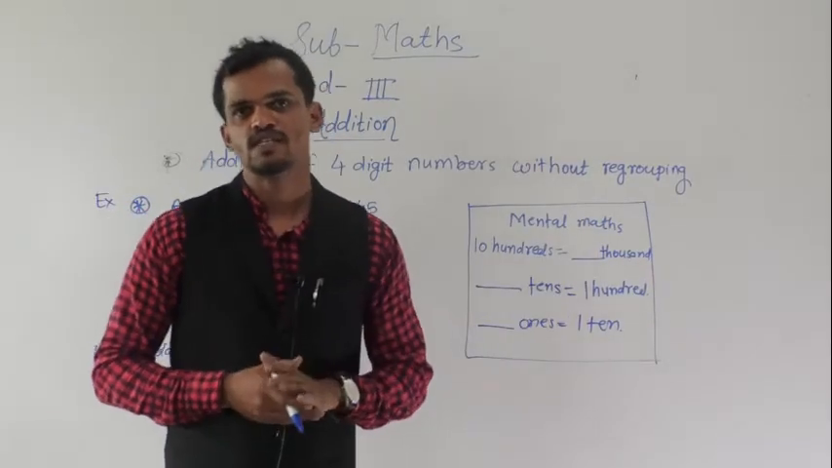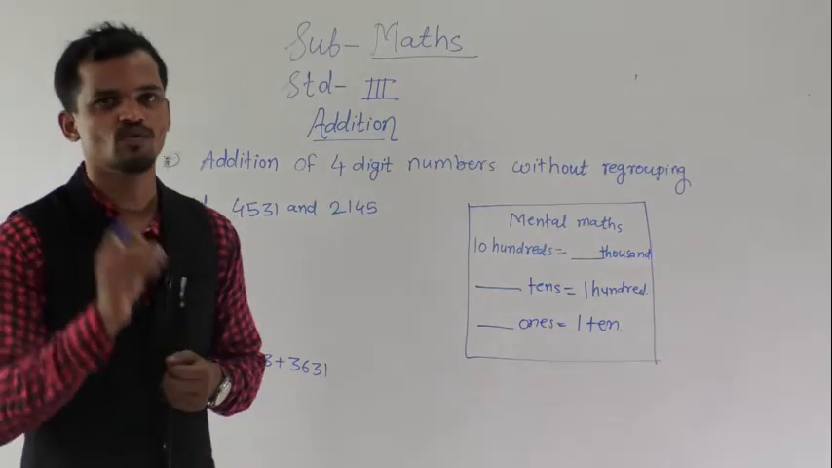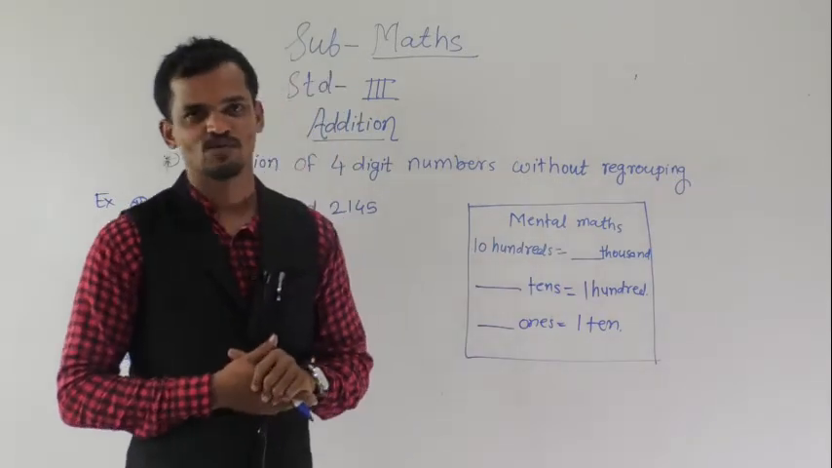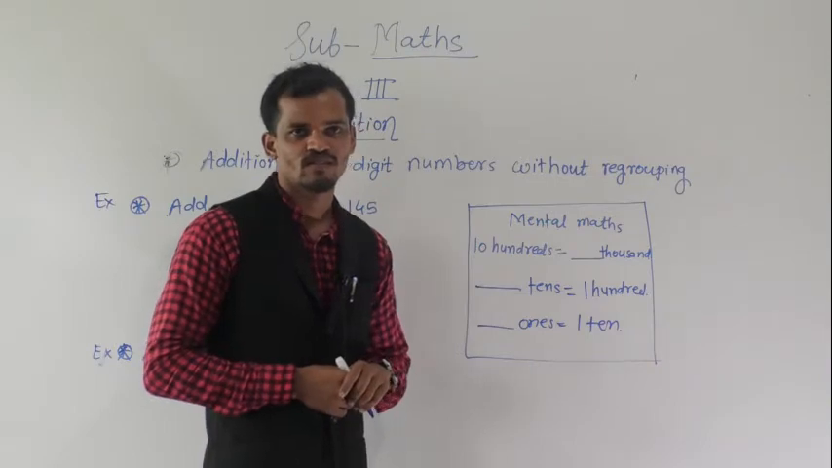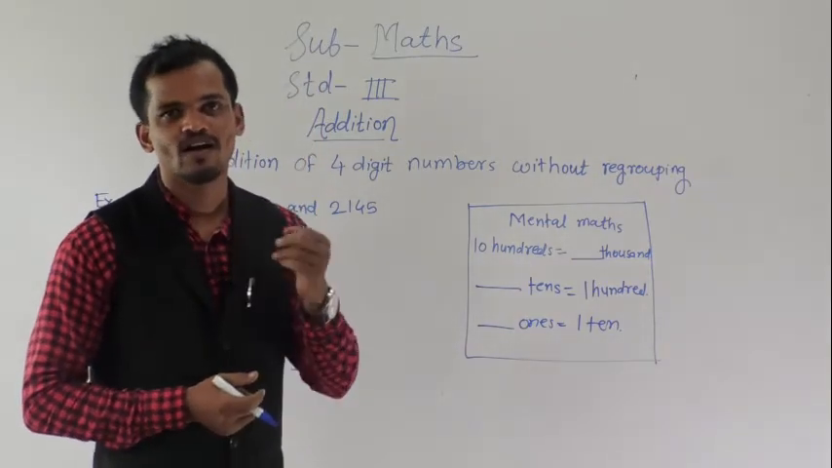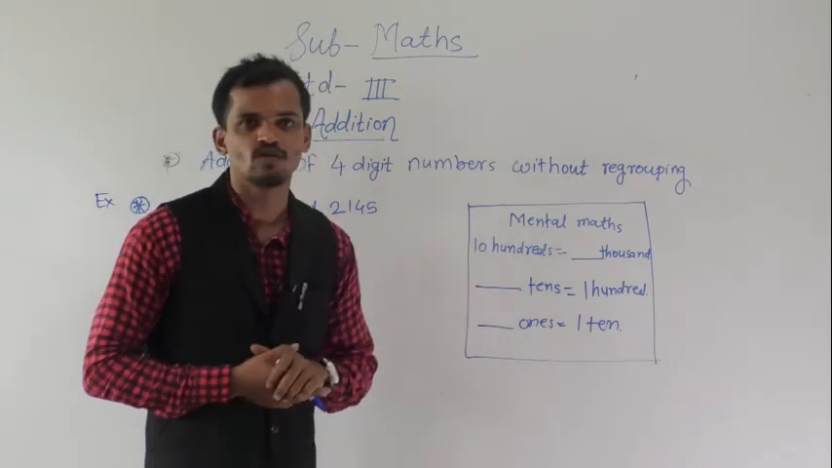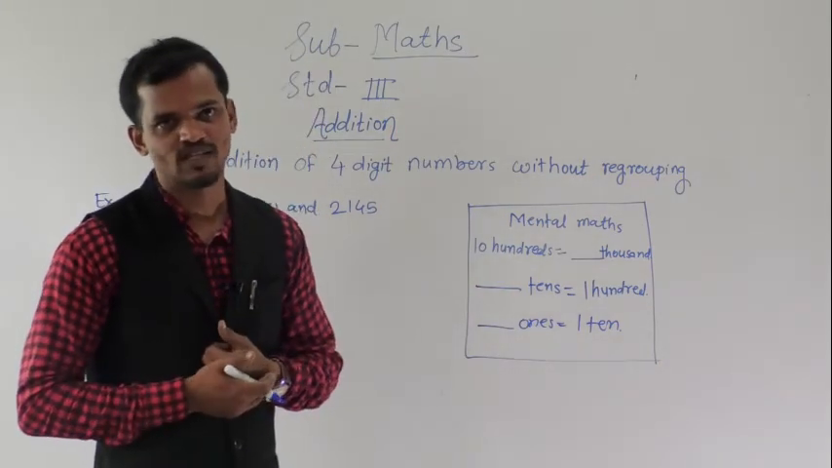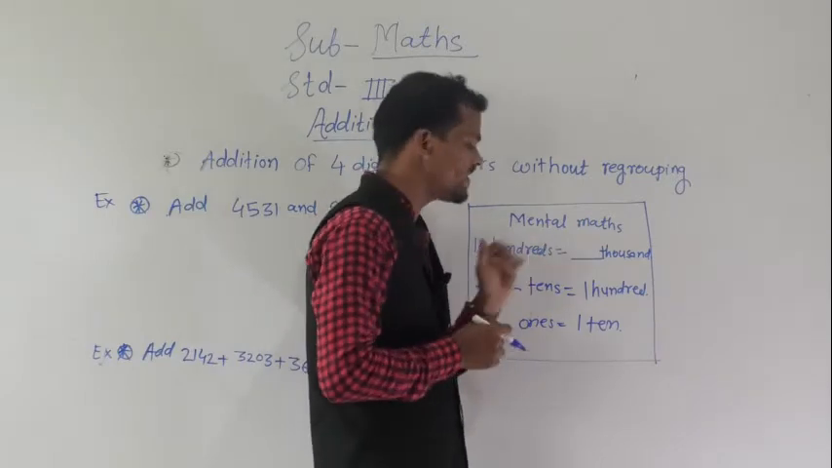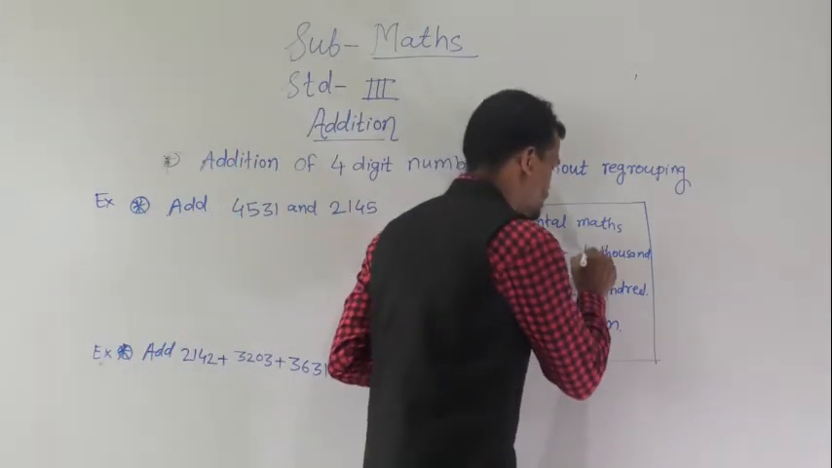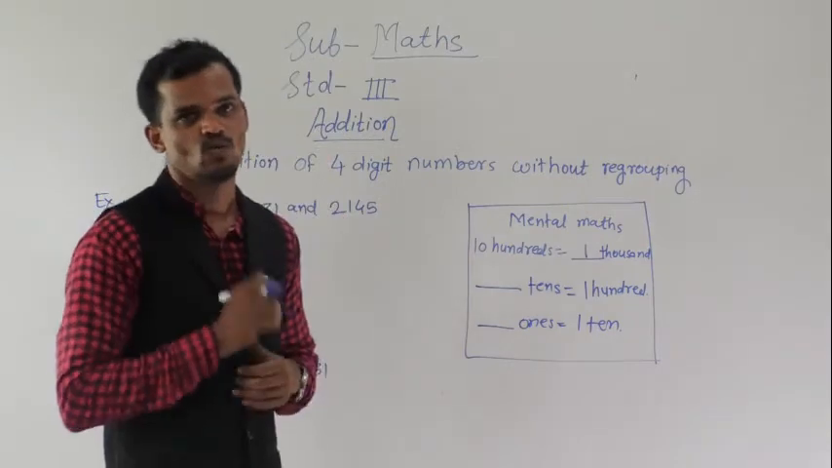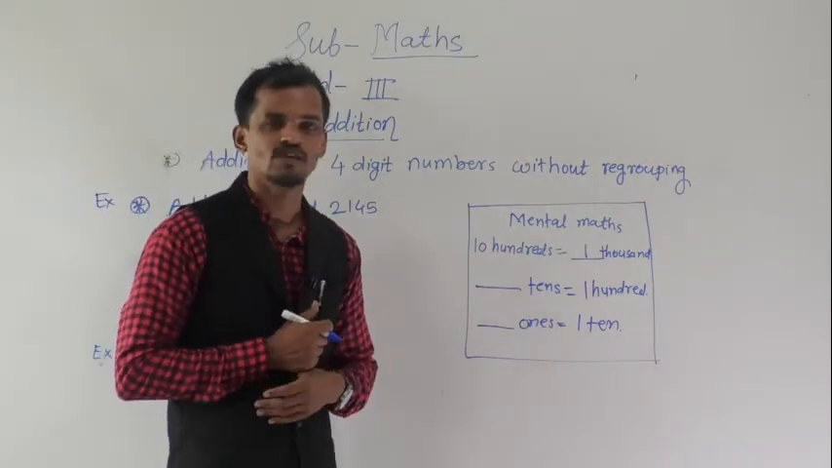Now we will see how to add 4-digit numbers, but before that we will solve this mental math. 10 hundreds is equal to dash, 1000. Suppose we collect 10 notes of 100 rupees, then how much total amount is there? 100 plus 100, added 10 times, so 10 hundreds means 1000.